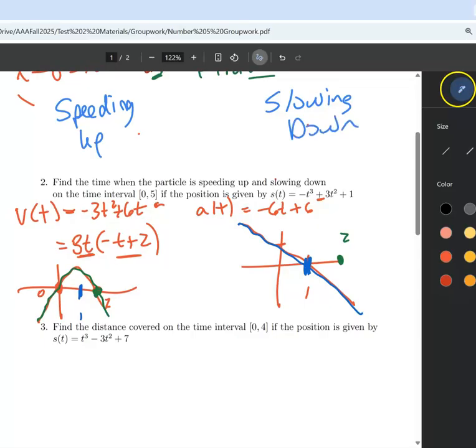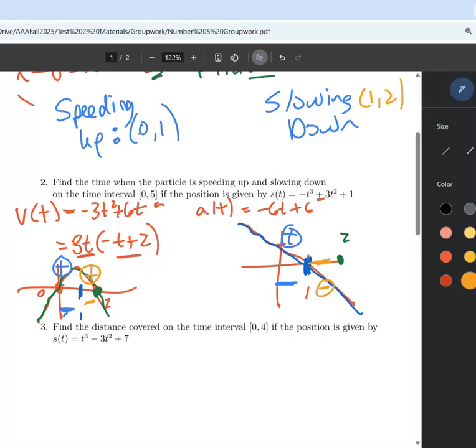So if I'm looking between 0 and 1, this graph is positive, and this graph is positive. So since they have the same sign between 0 and 1, the particle is speeding up. Let's go to the next interval. Between 1 and 2, this graph is positive. Between 1 and 2, this graph is negative, below the x-axis. So that means between 1 and 2, it's slowing down.